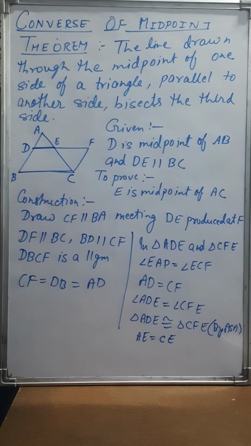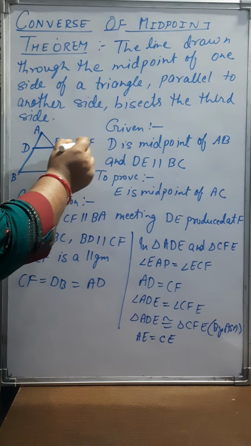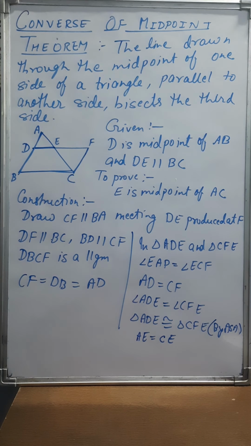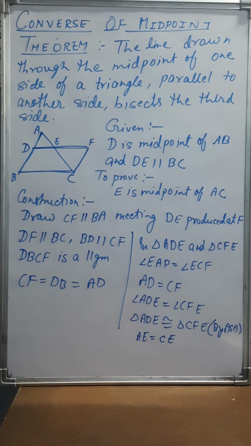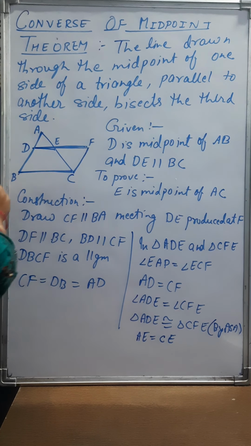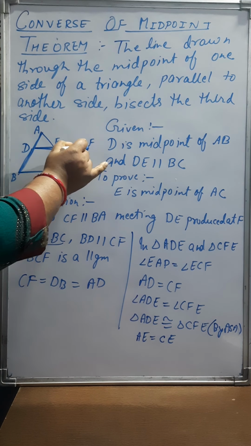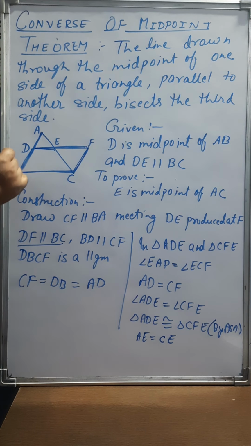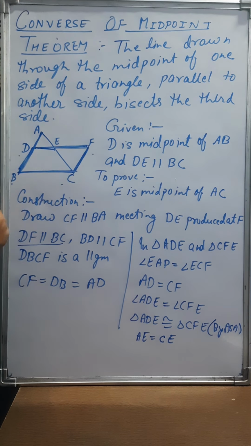Here also we will do the same construction. We will make CF parallel to AB, meeting DE produced at F. Now you see, since DE is parallel to BC, the produced line of DE, which is DF, will also be parallel to BC. And we have made CF parallel to AB. So the small part BD will also be parallel to CF. So in quadrilateral DBCF, BD is parallel to CF and DF is parallel to BC. So we can write DBCF is a parallelogram.